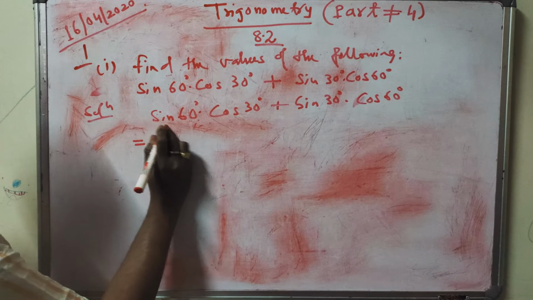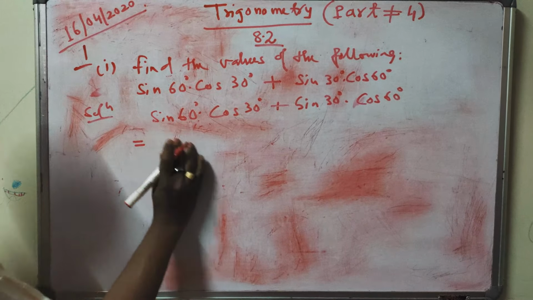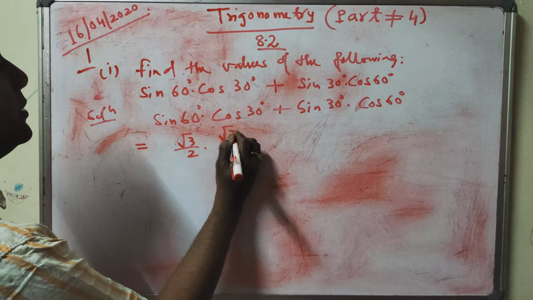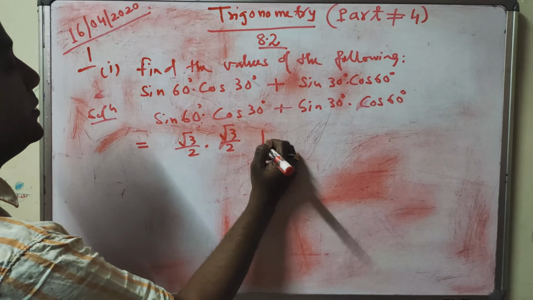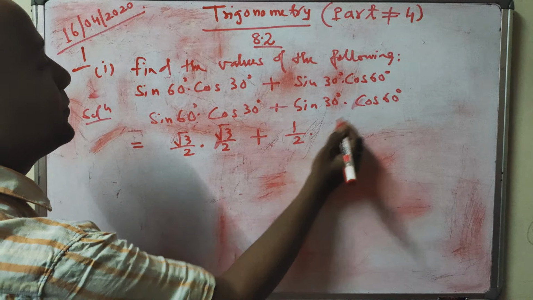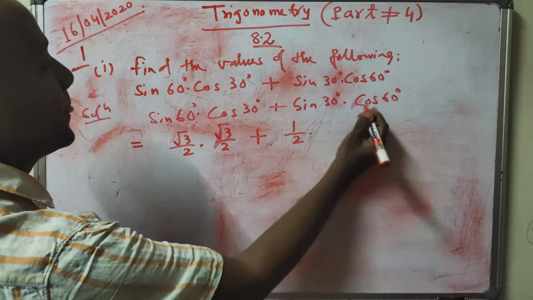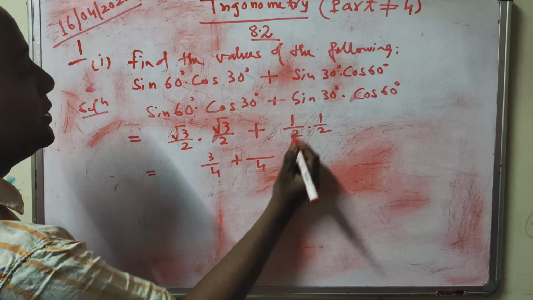See, sin 30 I have already taught you in my earlier parts. Sin 60 is root 3 by 2. Cos 30 means sin 60, this is also root 3 by 2. It is into, plus sin 30 is half, cos 60 is half. I have told you how to find the chart, how to find the angles easily. Now you can find yourself. Root 3 by 2 into root 3 by 2 plus 1 by 2 into 1 by 2.